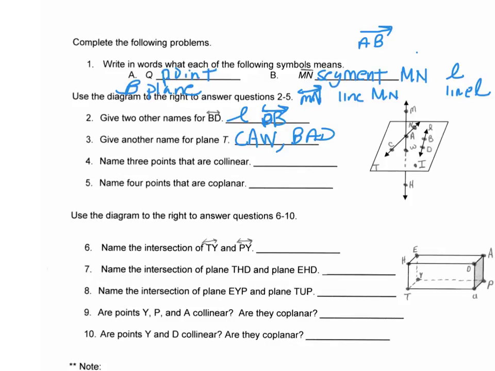Name 3 points that are collinear. That means they're on the same line. So, CAN. I could also have MWH.